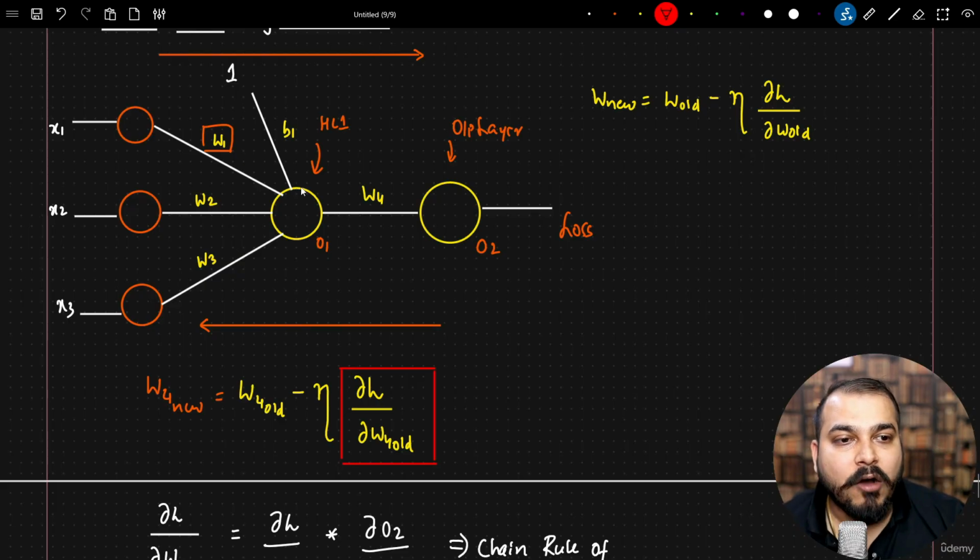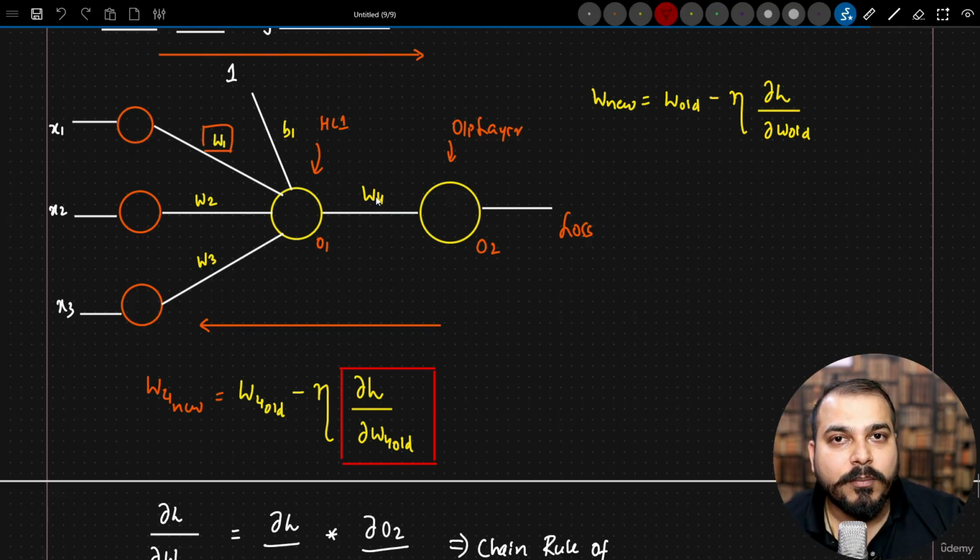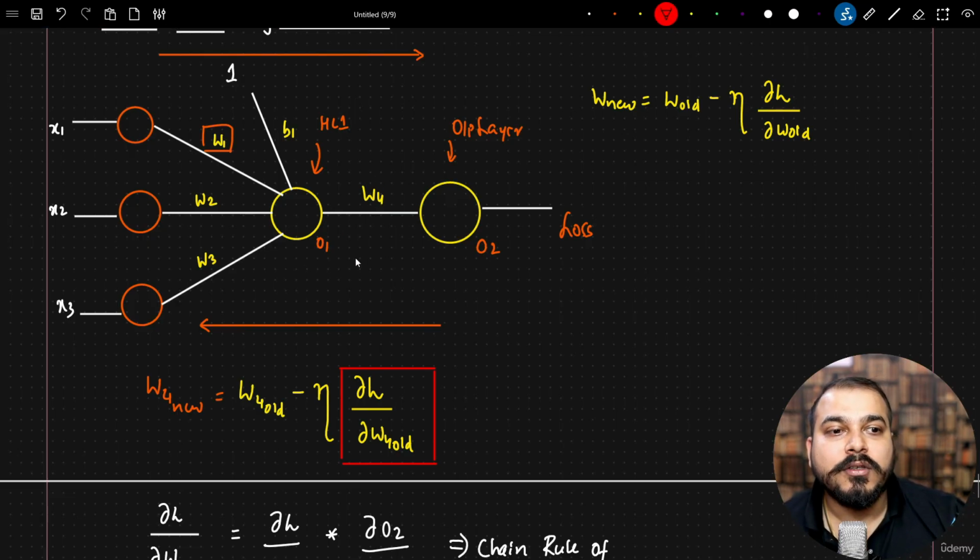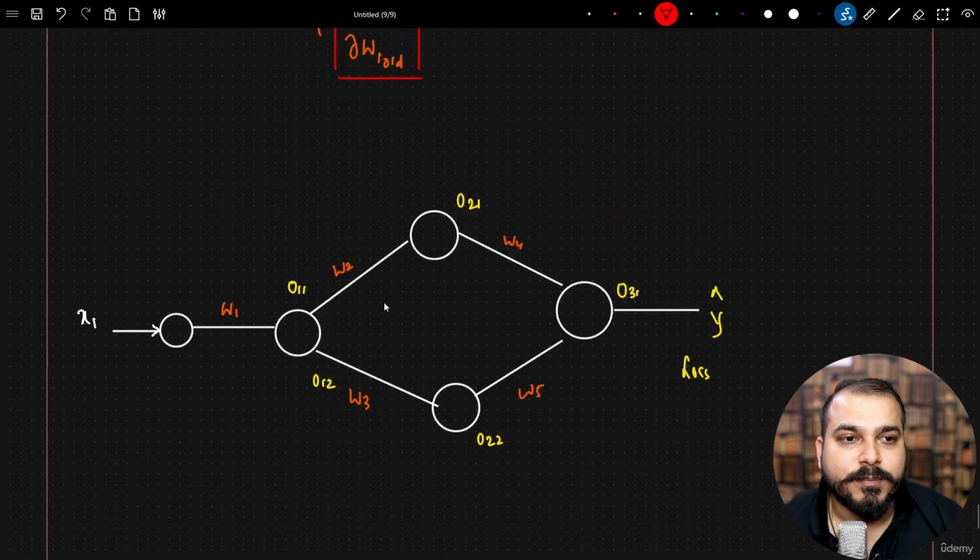Now here you can see the output from this neuron is O1, right? So O1 is dependent on W1, right? This O2 is dependent on W4. And in short, you'll also be able to see this O2 is also dependent on O1. So how can we expand this with the help of chain rule? Now this is super important to understand. You can pause the video and try it by yourself. Anyhow, I'm just going to show you. So let's go ahead and show you this particular method.